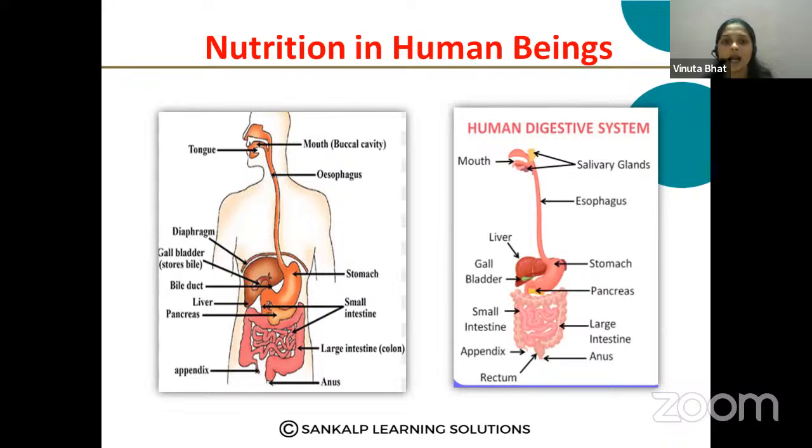Okay, so let us see how it occurs in the human beings. So in the mouth, when we eat the food, just imagine you are eating the food. So with the help of your teeth, the food material will become small particles, and that will get mixed with the saliva, right? Saliva, what is saliva? Saliva is a water like substance that is secreted inside our mouth, isn't it?